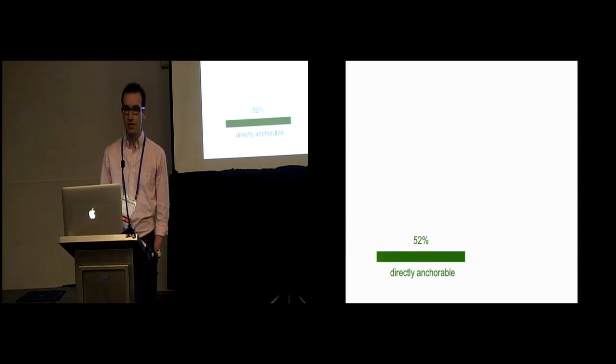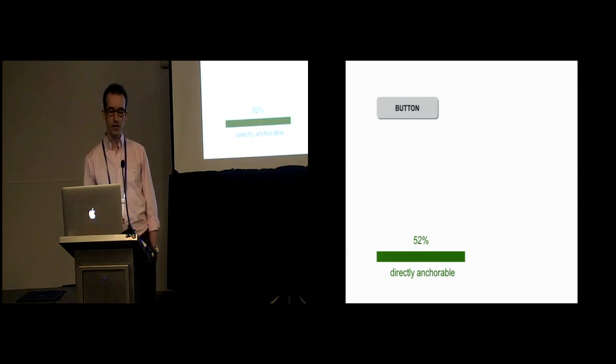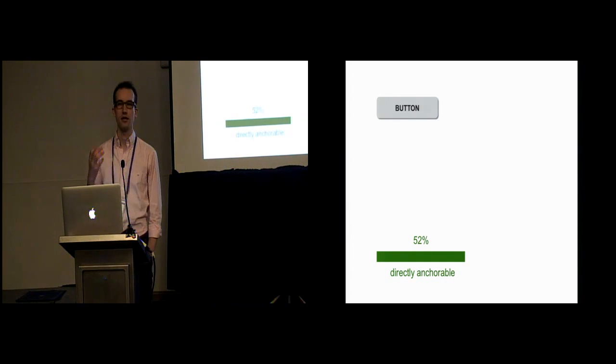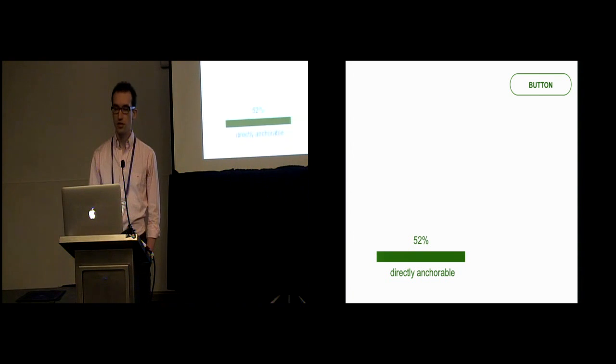We found that 50% of settings were directly anchorable to the interface. So what do I mean by that? If you have a UI element like this button, I'm talking about settings that have a direct impact on this button. So for instance, it can change the style, the position, or even hide completely this element from the interface.